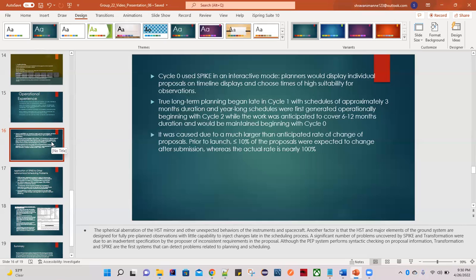The late operation was caused by a larger than anticipated rate of change of proposals prior to the launch. Less than or equal to 10% of the proposals were expected to change after submission, whereas the actual rate is nearly 100%.